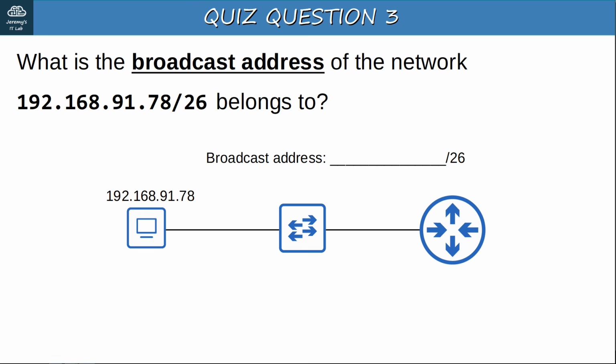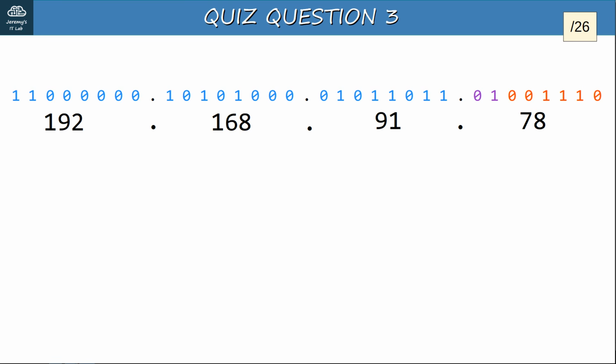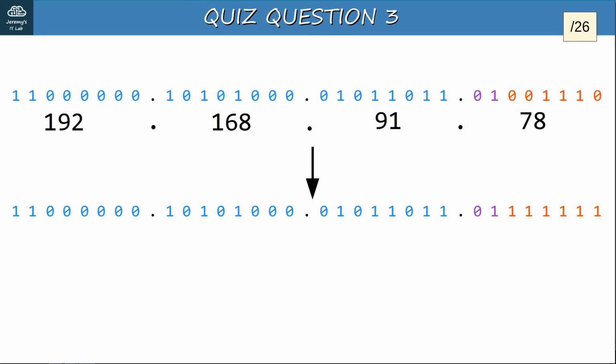What is the broadcast address of the network 192.168.91.78/26 belongs to? So, to solve this problem, you follow the same steps as for the previous question, except instead of changing all host bits to 0, you change them to 1. Let's try it out. Write out the address in binary. Then, since we're looking for the broadcast address, not the network address, change all of the host bits to 1. Convert the address back to dotted decimal, and that's the broadcast address for the subnet.